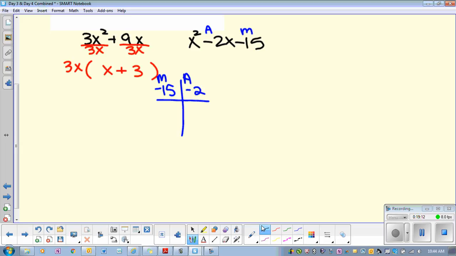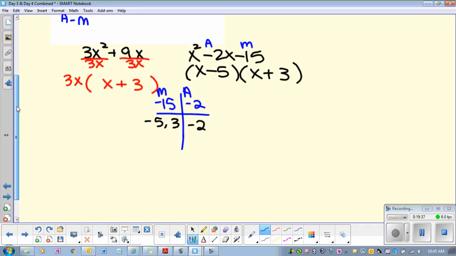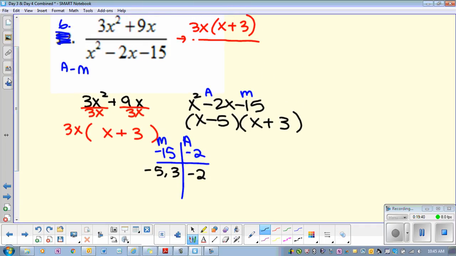Good. Negative 5 and 3. Great job. So this is just a plain old x squared, right? That means I can go straight into my double parentheses, and then I just have x and x. What kind of 5? Good. Then what kind of 3? Good. Perfect. So then I'm going to write that up here on the bottom. x minus 5, x plus 3.